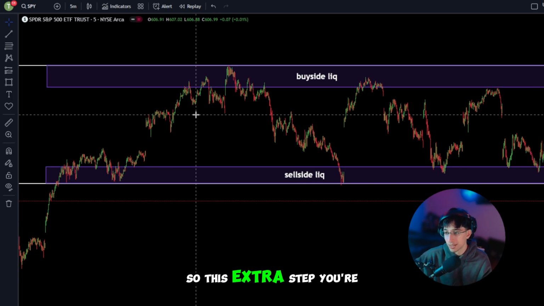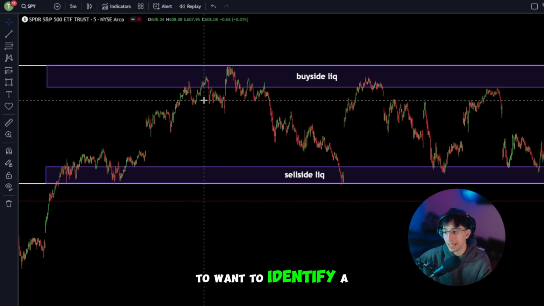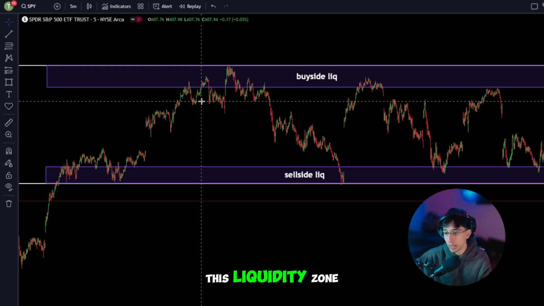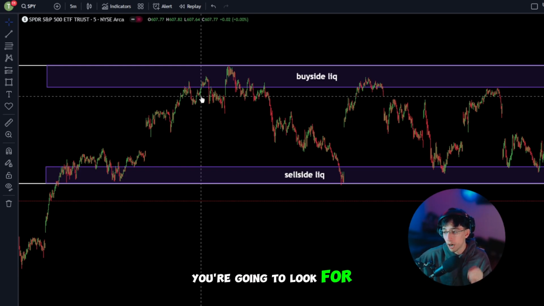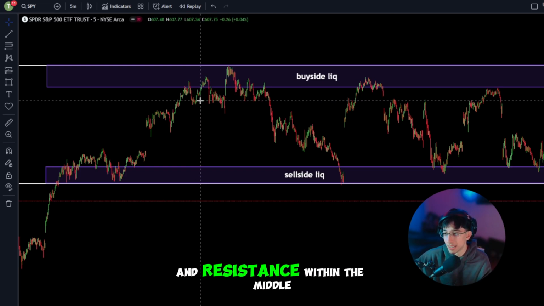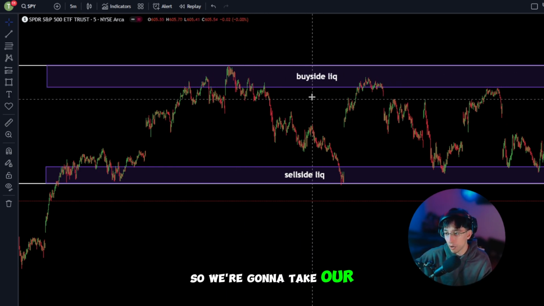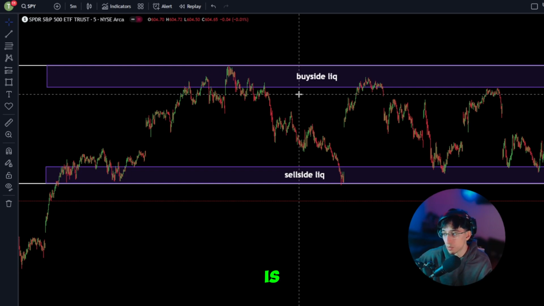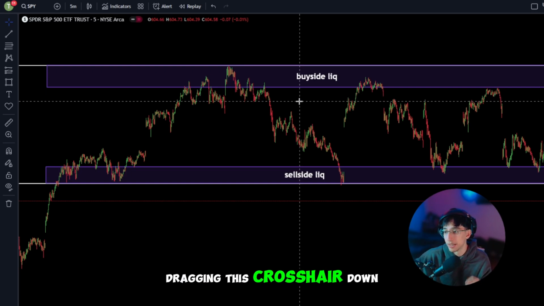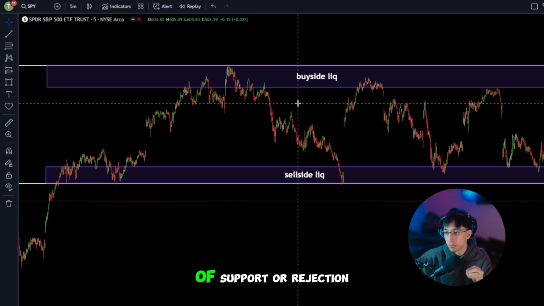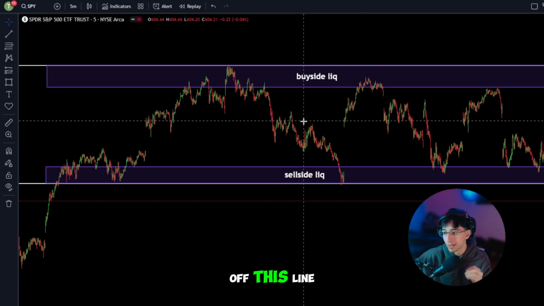So this extra step, you're going to want to identify a possible liquidity in the middle if it applies. Now, how do you identify this liquidity zone? You're going to look for common areas of support and resistance within the middle of liquidity. So we're going to take our crosshair, and how we do this is we're going to just keep dragging this crosshair down until we see a lot of support or rejection off this line.